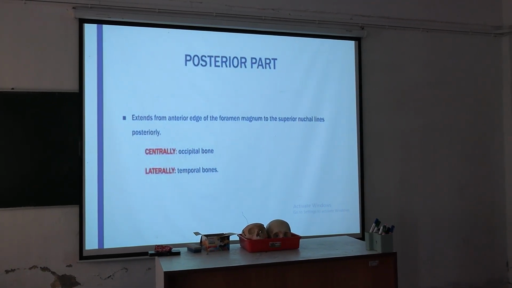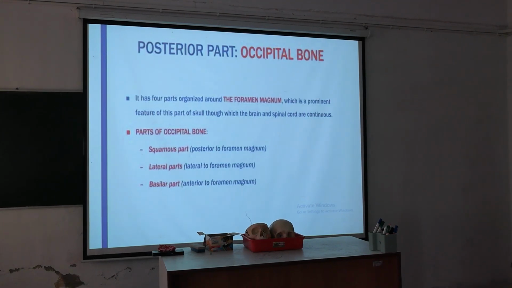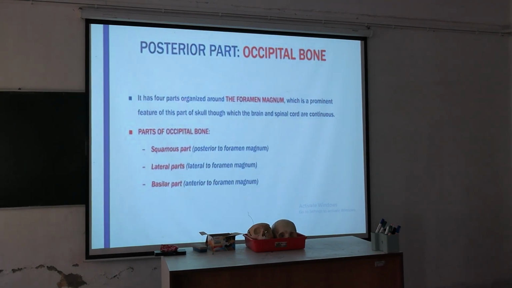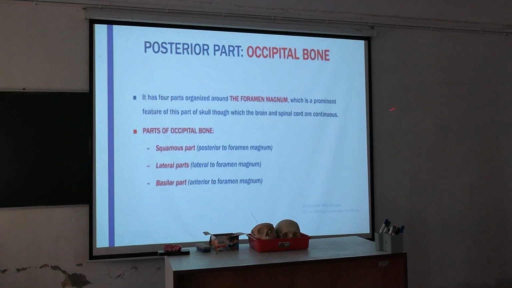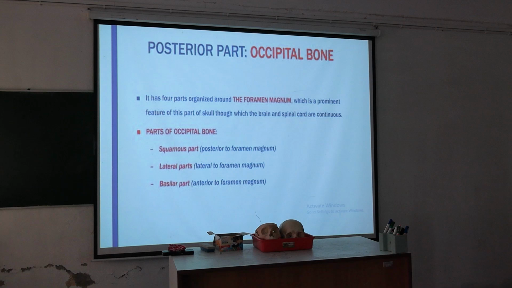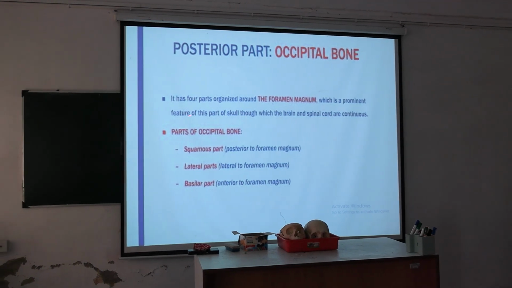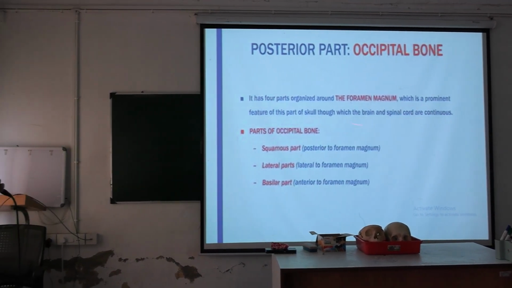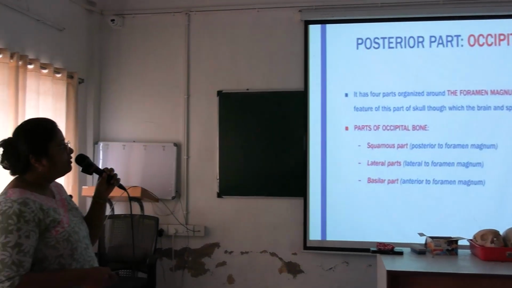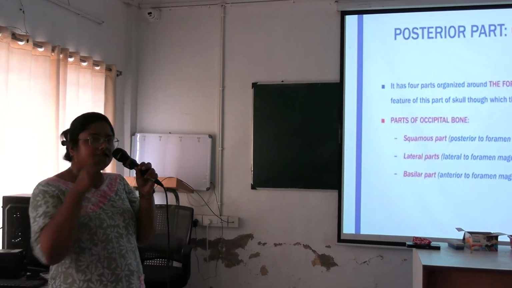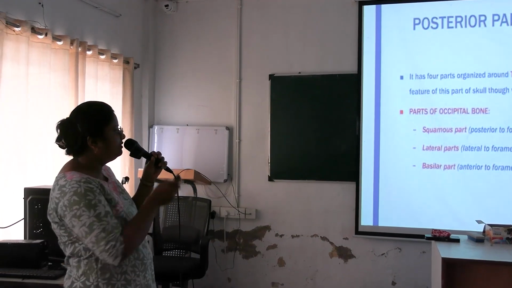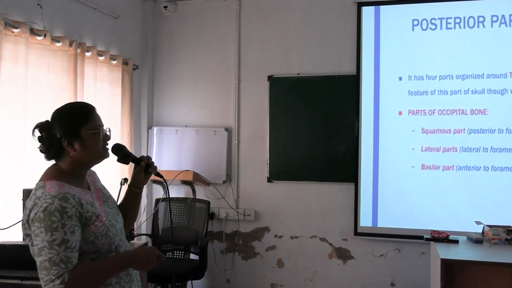Laterally, there are the temporal bones. Posteriorly is the occipital bone, which has 4 parts. The occipital bone consists of 4 parts organized around the foramen magnum, a prominent feature of this part of the skull through which the brain and spinal cord are continuous. The brain continues downward as the spinal cord.